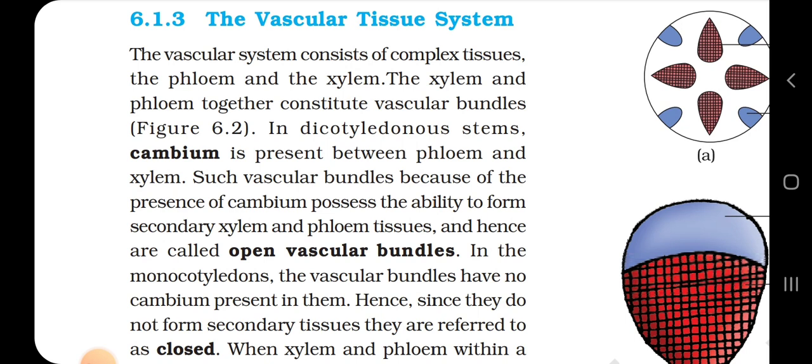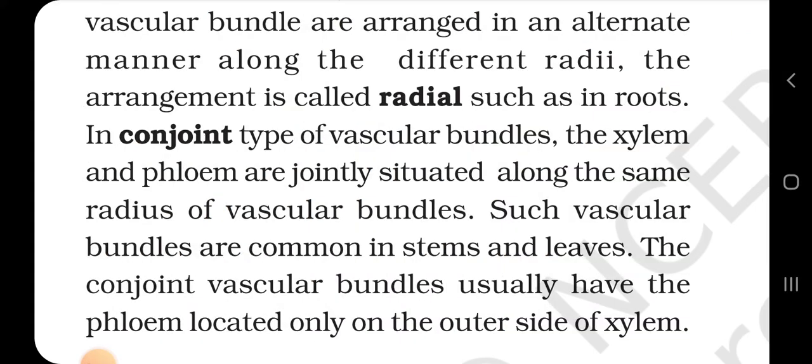When xylem and phloem within a vascular bundle are arranged in an alternate manner along different radii, the arrangement is called radial, such as in roots. In conjoint type of vascular bundles, the xylem and phloem are jointly situated along the same radius of the vascular bundles. Such vascular bundles are common in stems and leaves. The conjoint vascular bundles usually have the phloem located only on the outer side of the xylem.